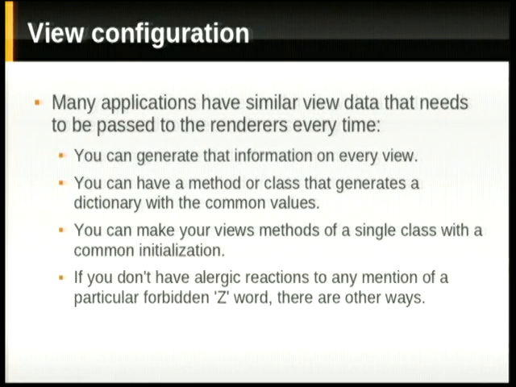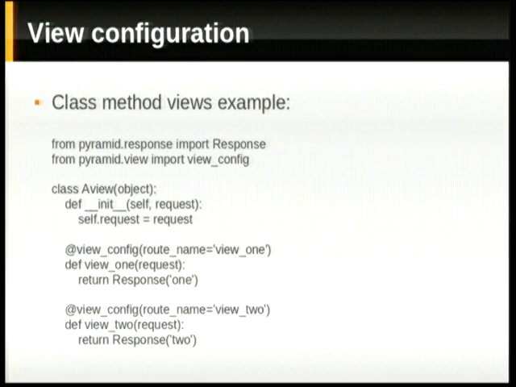Since Pyramid views can be any callable, you can use a class, you can use a function, or you can even use methods of a class. You could use this to be able to call the same initialization code for a number of different views by using a class. And that class would have an initialization method where all the generic or common values would be set, and then you could have a different method for each view.